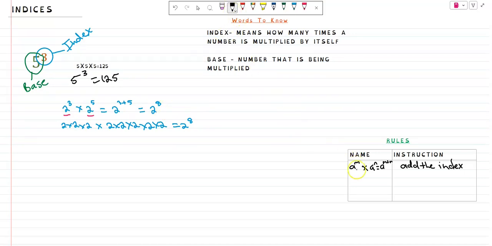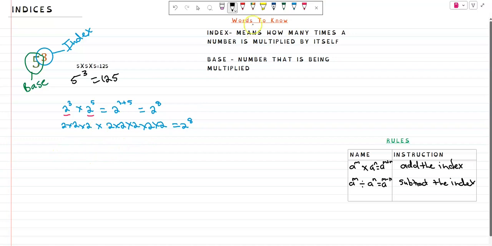Our following rule states that, again our bases are the same, a to the power of m divided by a to the power of n equals a to the power of m minus n. So we subtract the index. We only need to subtract the index. Let's look at an example.